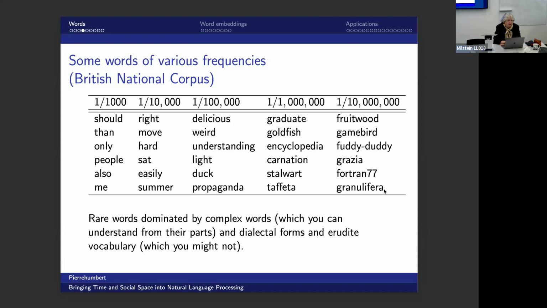Okay. So you agree you don't know all these words, right? There is one person who knows all of them. Yeah, well, me, now I know them all. I admit I had to look up Granulifera yesterday, but now I know it, okay.